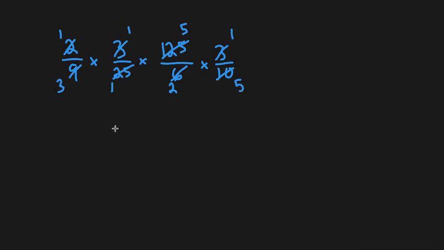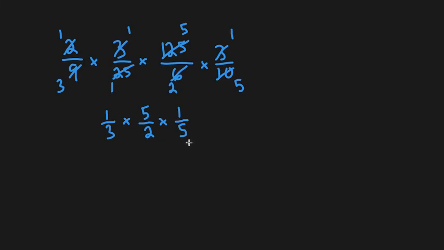Okay, let's rewrite everything so it's easier to look at. We can keep 1 over 3 for the first fraction. The second fraction is just 1 over 1, so I'm going to skip that one because that's not going to change anything. Times 5 over 2, times the last fraction, which is 1 over 5.